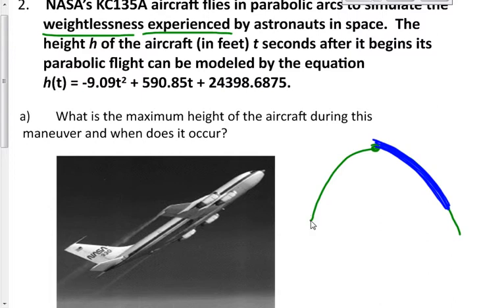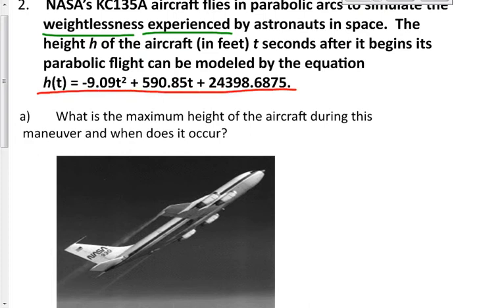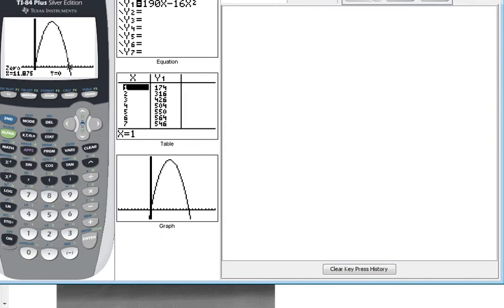So how high does this aircraft go? What point is that? And as you've seen from the past few problems in the past couple days, that is our maximum value. So let's find that maximum value. The way that we do that using our graphing calculators is we put this into our y equals. So once again, h of t, that's going to be our y variable, and t is going to be our x variable. Okay, so we're going to put this into our graphing calculators.